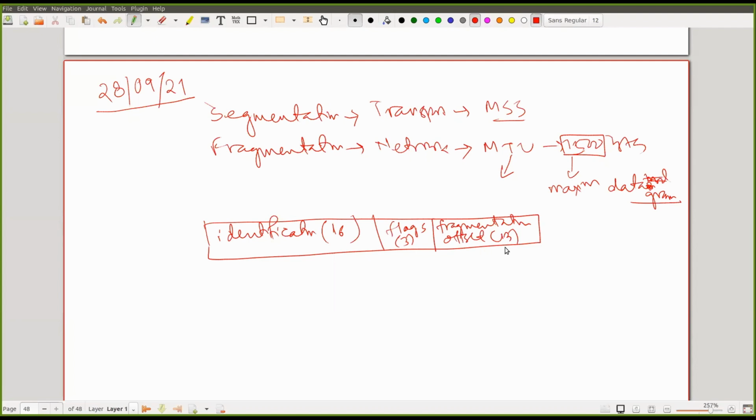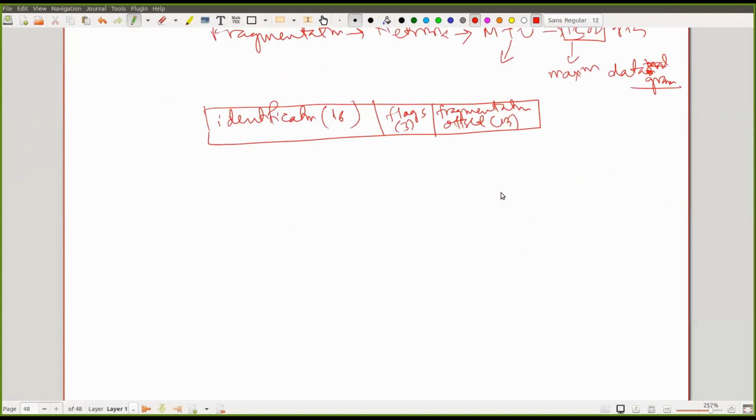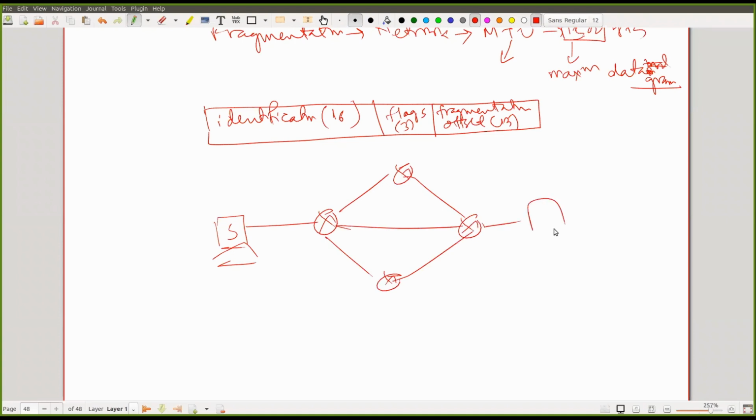Okay, now let's start with the identification. What is the requirement of this field? In order to understand that, let me draw once again the diagram I drew in the last class. This is the source machine connected to a router, and this is how it is finally connected to the destination machine. Let's say there is a process P1 running in the source machine, generating a message whose size is 2000 bytes. The MTU of the system is 1500 bytes.